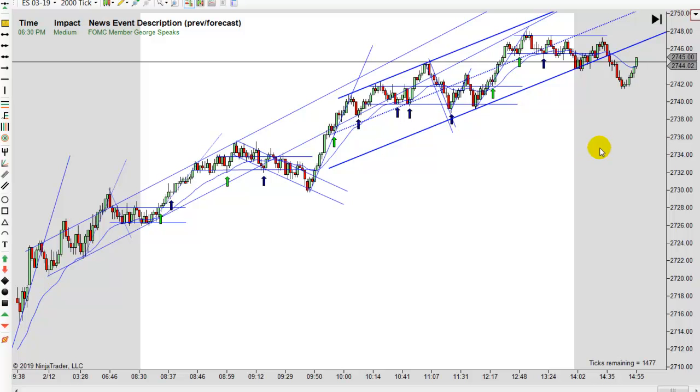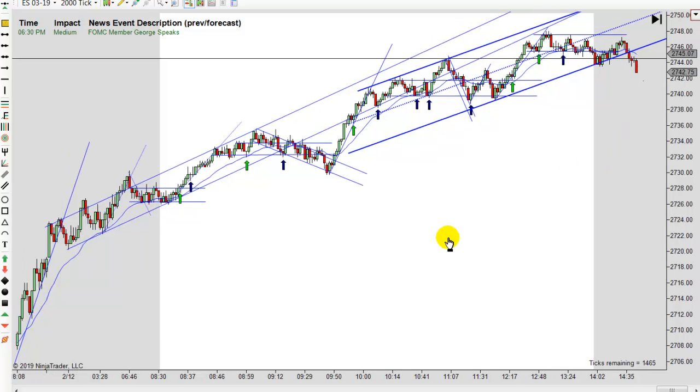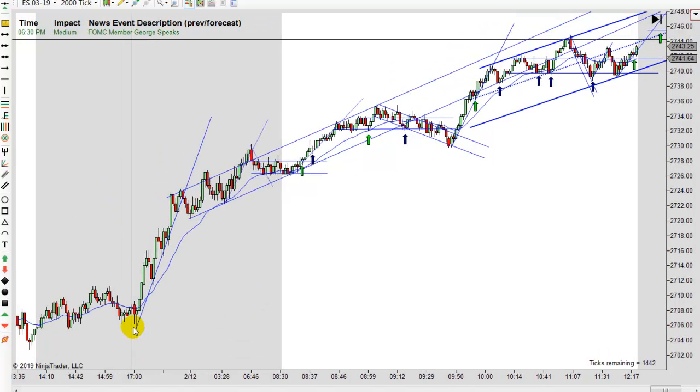And you don't get a lot of great entries. If you get a setup, you just about have to take it, because if you don't, it's just going to keep going without you. Sometimes you will get corrections within the move. And what you really have here is you spike up and you go into a channel.